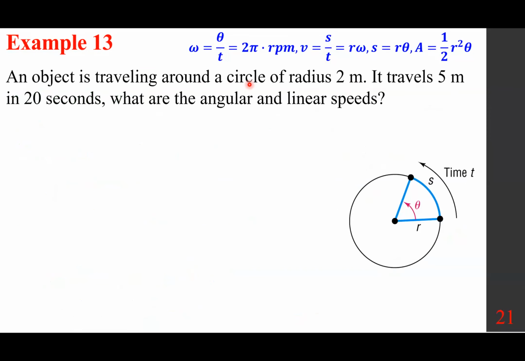An object is traveling around a circle of radius 2 meters. It travels 5 meters in 20 seconds. What are the angular and linear speed? Again, we've done many of these by now. You should be pretty comfortable with that. Let's write the given.